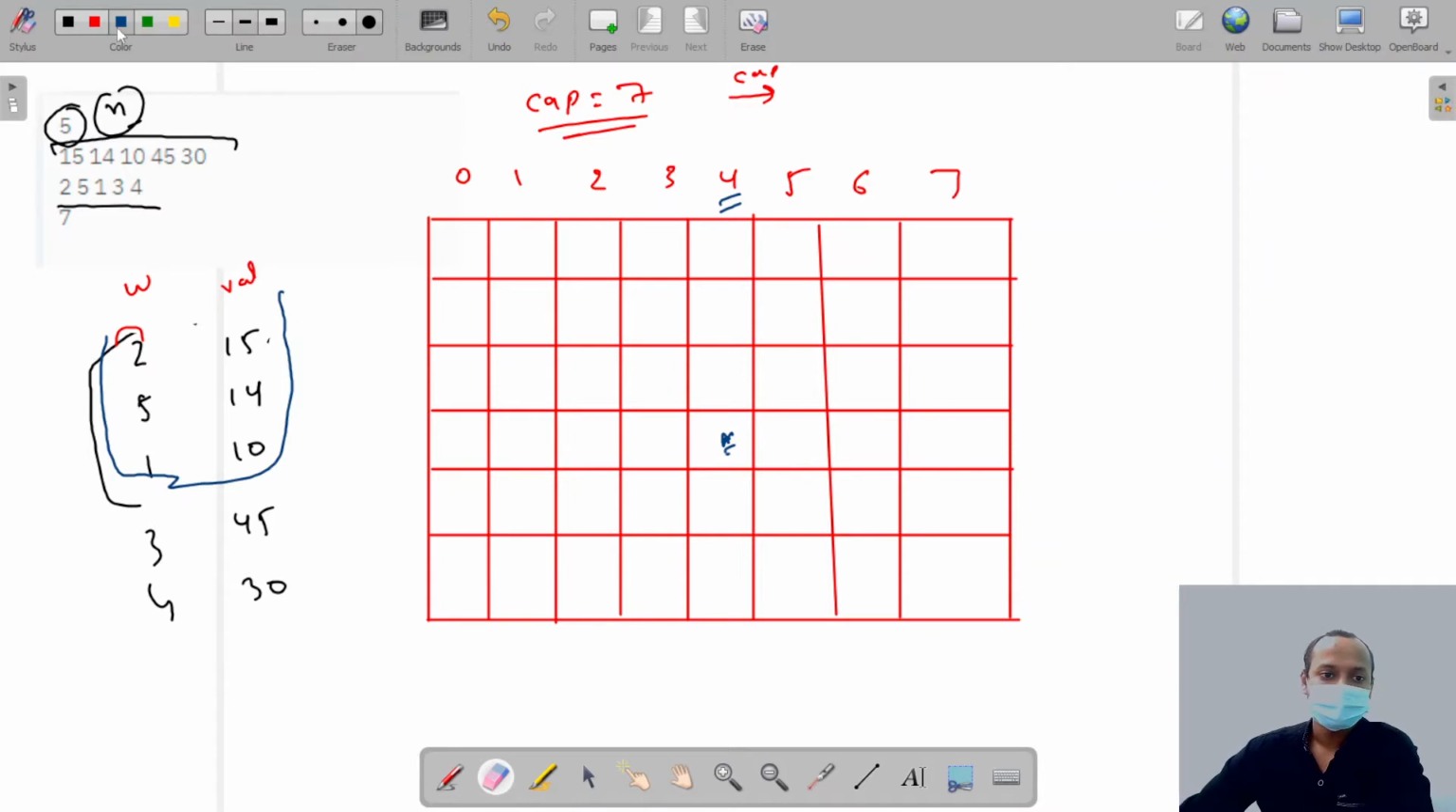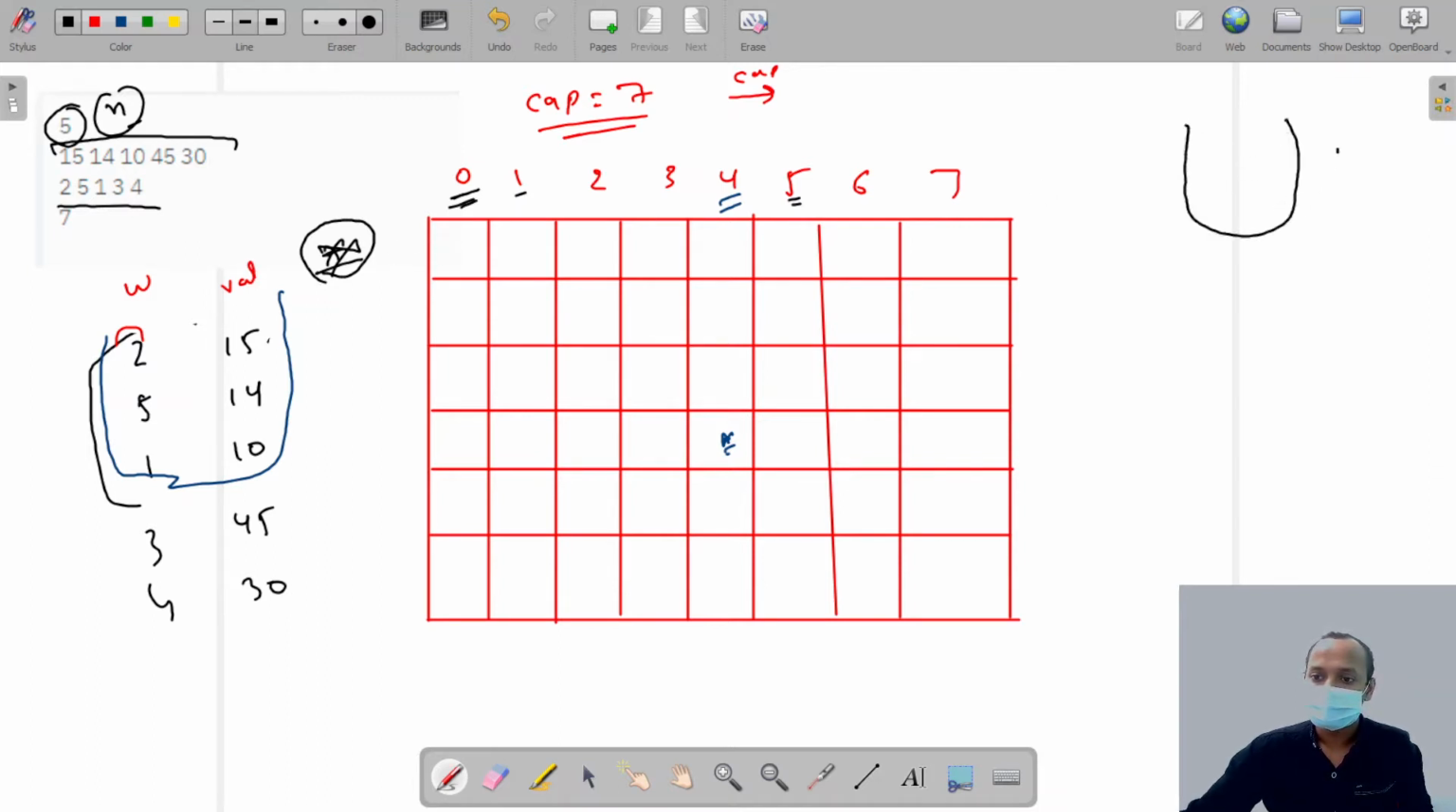Now we're going to fill this DP. So there is no item. Okay, there is no item. So now see, let's talk about 0 capacity. If we have 5 capacity but no item, then we can't fill anything, we can't put anything in our bag.